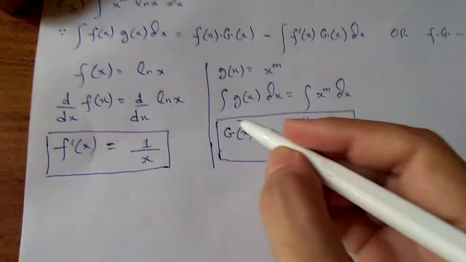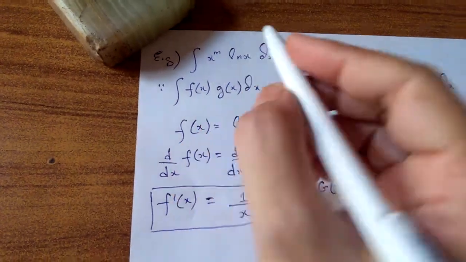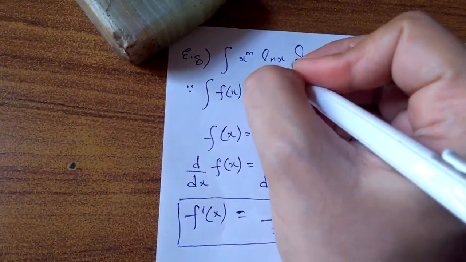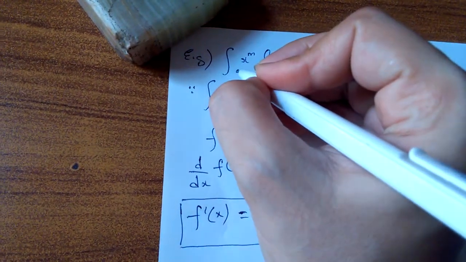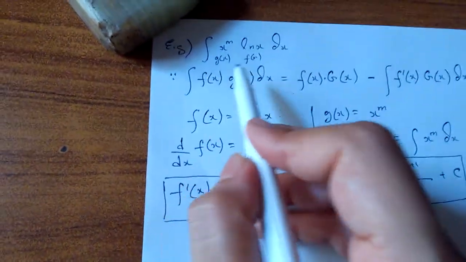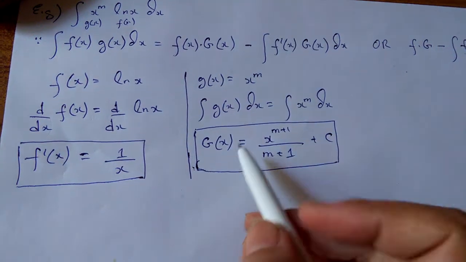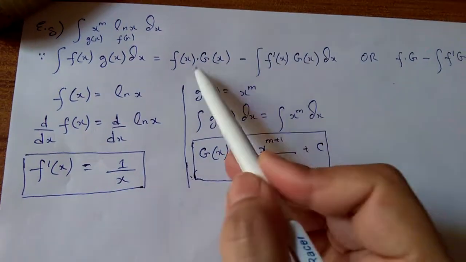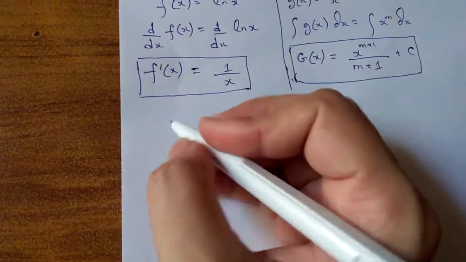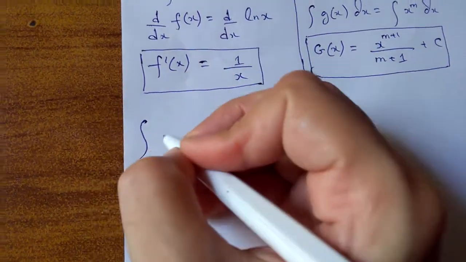Now f of x, this is g of x. Let's write in short for your convenience. f of x, this is your g of x. f dash x and capital G of x is right in front of you. Substitute in this formula, and you are going to get your answer then.